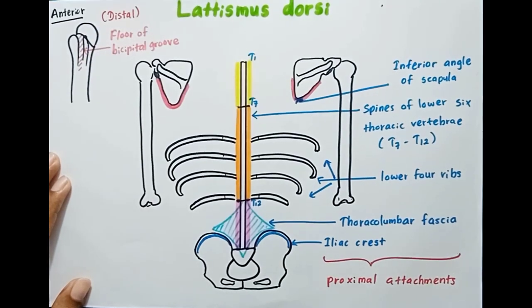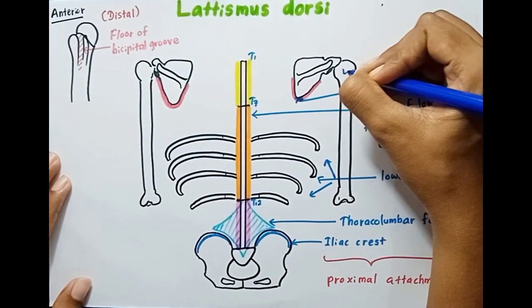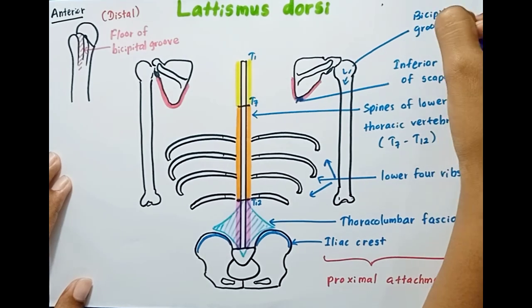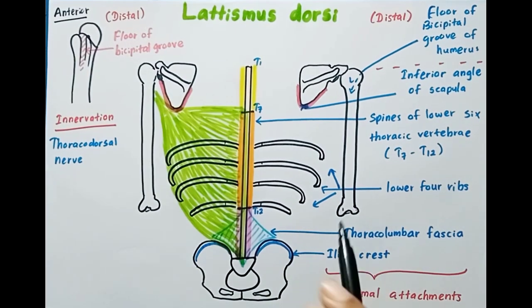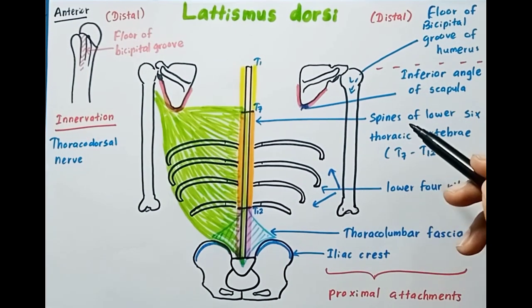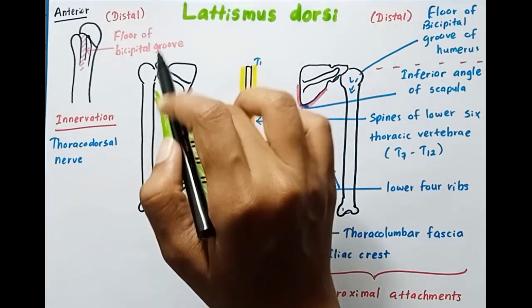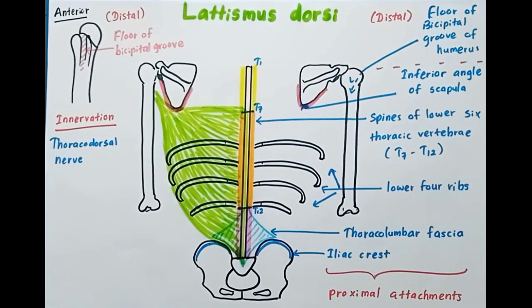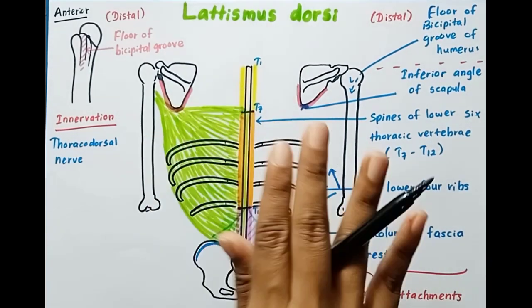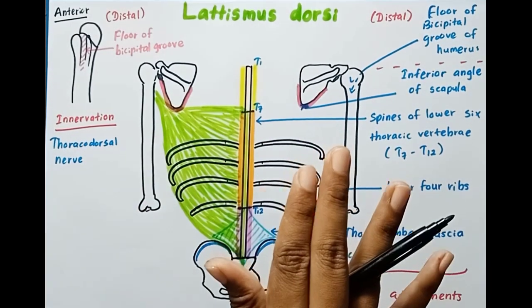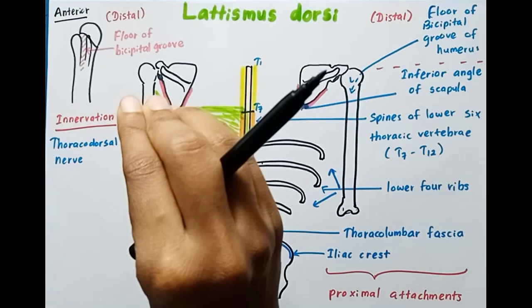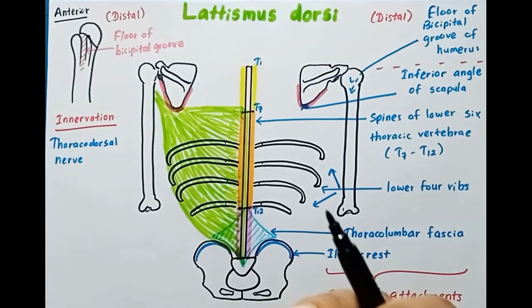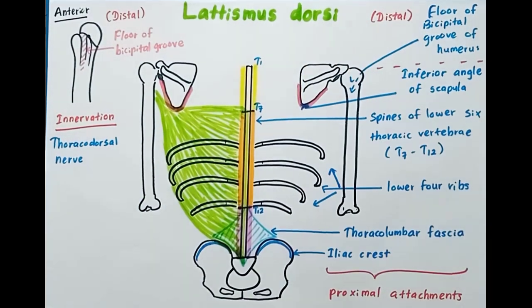So as for now, I will write it here like this. So this muscle get origin from these proximal attachments and inserted into the floor of bicipital groove in the anterior side. So this is very special, as this muscle get origin from the posterior side, that means the back side, but it get inserted into the anterior side of the body, that means front side.